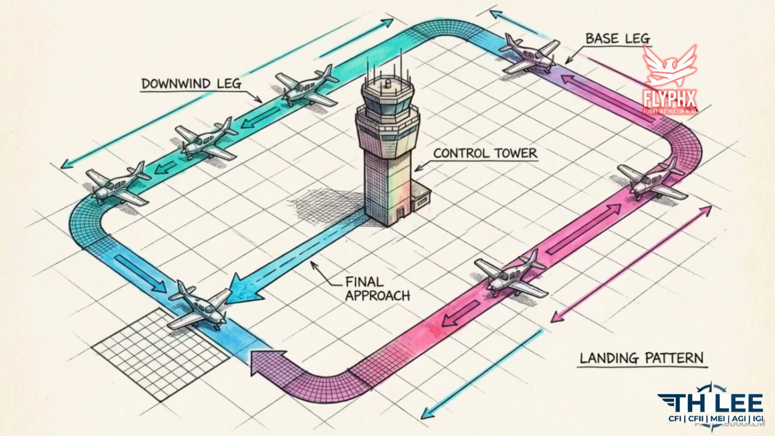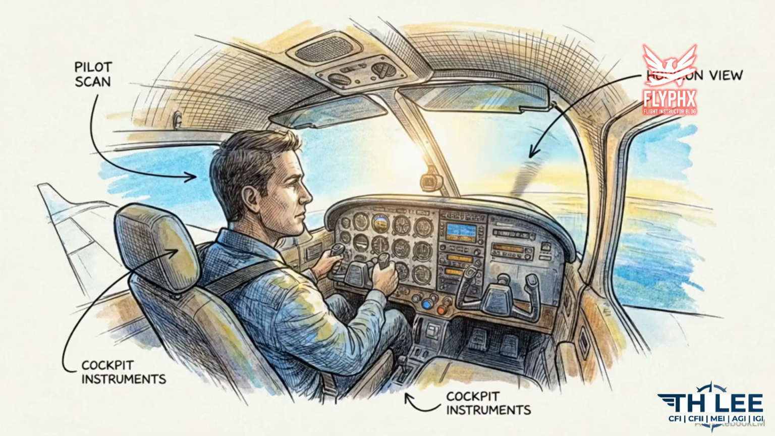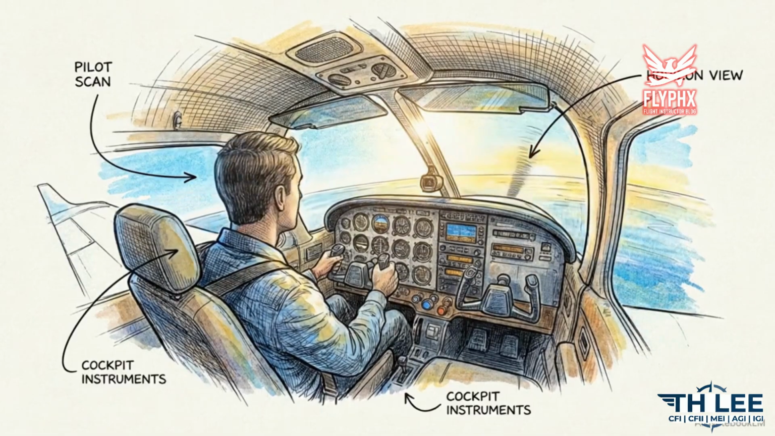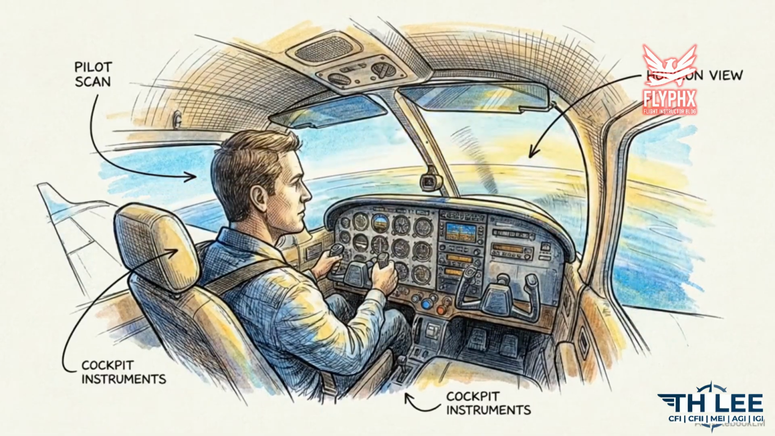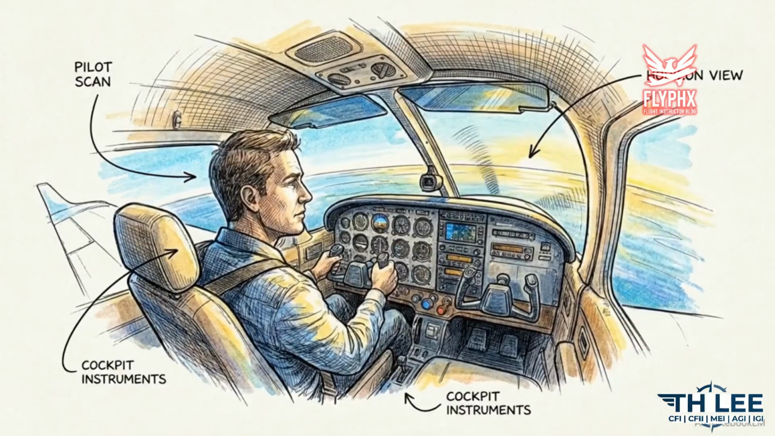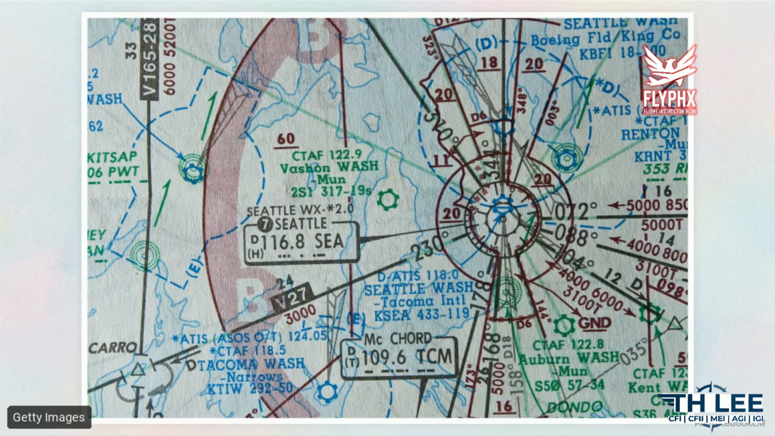In both Class C and Class D, the tower organizes the sequence, but the pilot's rigorous radio discipline and constant visual scanning are the primary mechanisms keeping metal from bending. This sectional chart shows the connective tissue of the system. Class E is controlled airspace that fills all the gaps not occupied by A, B, C, or D.